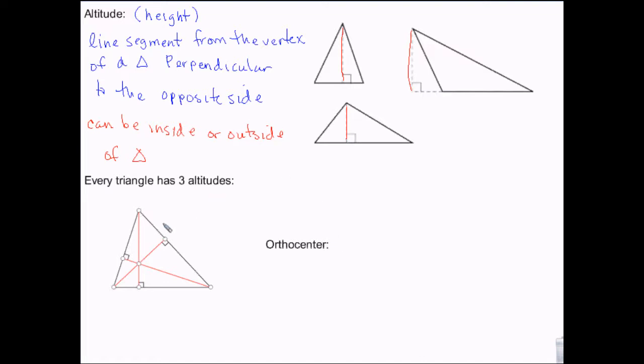Okay. And then every triangle has 3 altitudes. They can be inside again or outside. For example, this triangle has 1 inside, but this one out here, if we came from this vertex, it would be, no, this one would also be inside. Never mind, these would all be inside. This one would be outside probably. Anyway, the 3 altitudes intersect at the orthocenter.